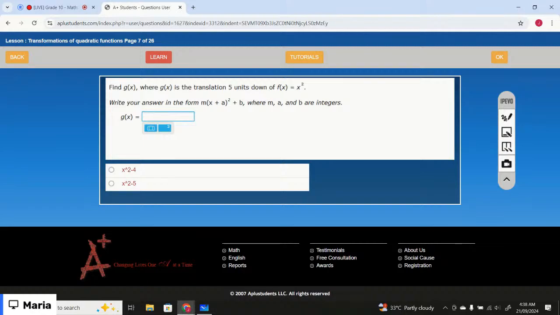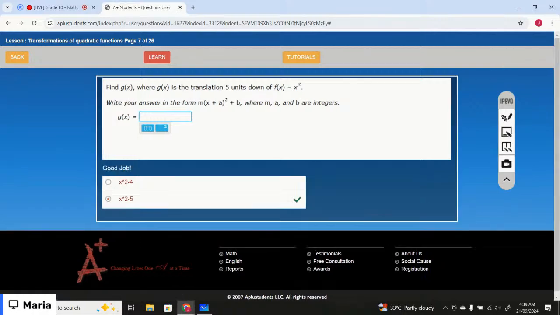Find g of x where g of x is the translation 5 units down of f of x equals x squared. So which is the correct option? Option number 2 is the correct option, that is x squared minus 5.